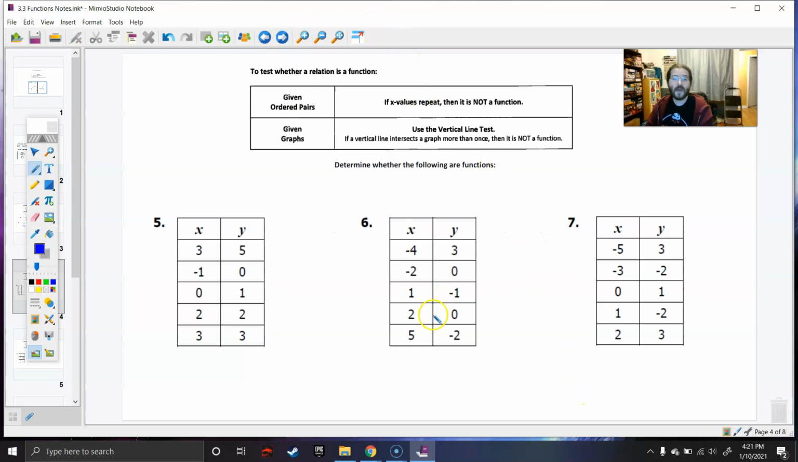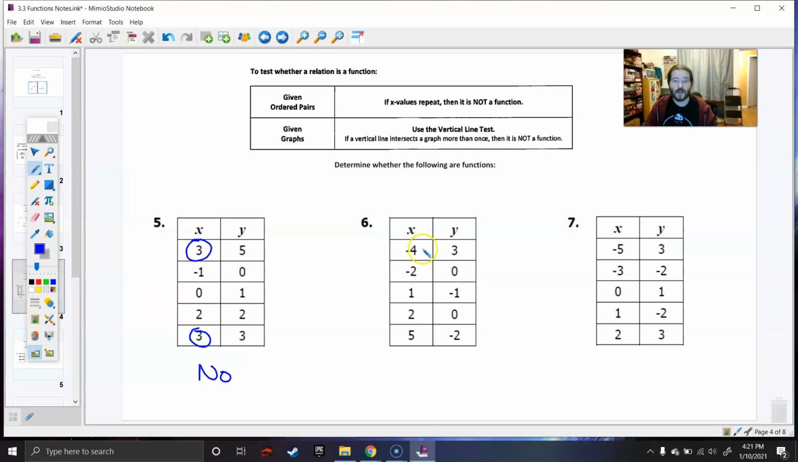All right, so now we have some x, y tables, and we're going to be doing basically the same thing, because remember, a table is just a different way to represent a group of ordered pairs, right? So let's take a look at this. We have 3, -1, 0, 2, 3. So we have one repeating value, so this is not a function.